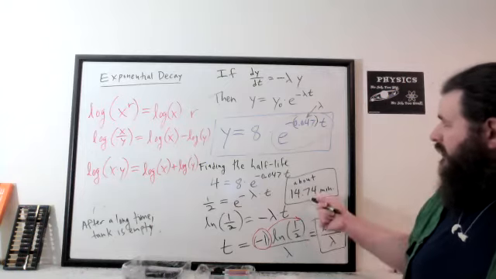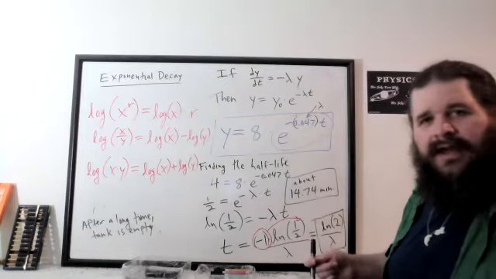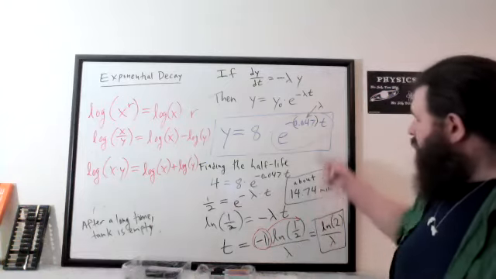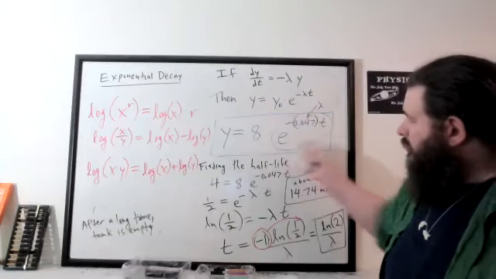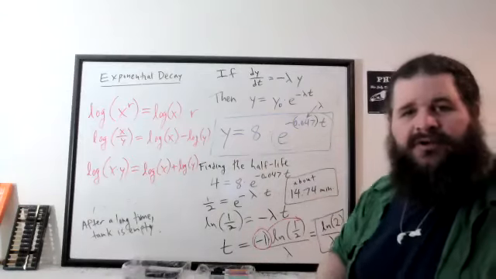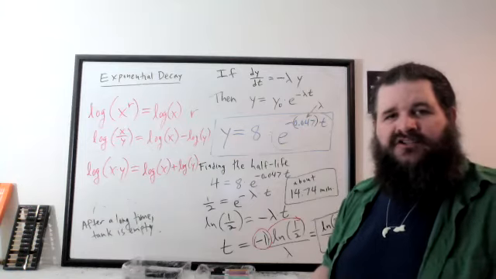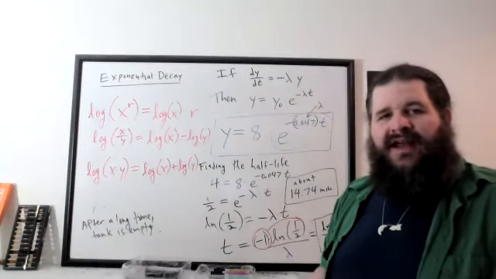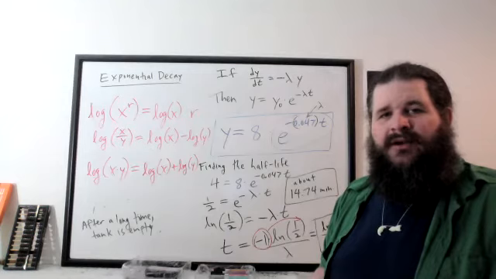And of course, you can check this by plugging it back into the original function we've got. You plug in 14.74 for t, run the numbers, and you should end up with y equals pretty close to 4, pretty close to half the original amount. It's not going to be exactly 4 because we rounded off some values here, but it should be pretty close.